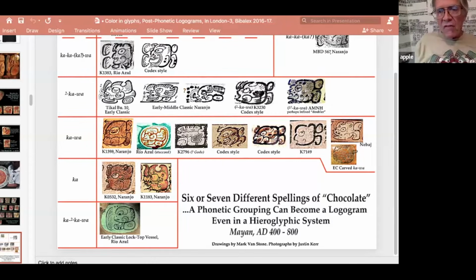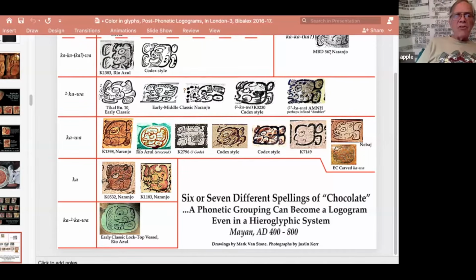And this is a carved kawa from the early classic. Sometimes they just have the ka. In a Naranjo vase, K532 and K1183, they spell cacao as just ka, so it's abbreviated.